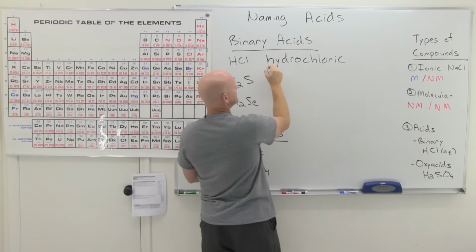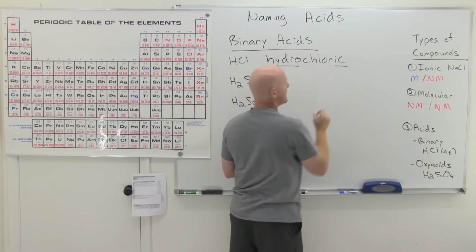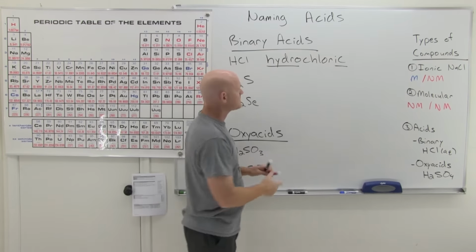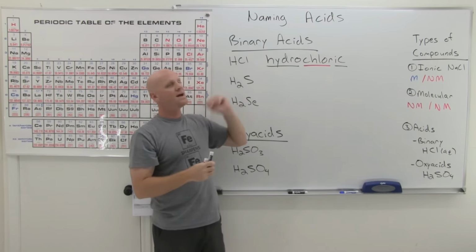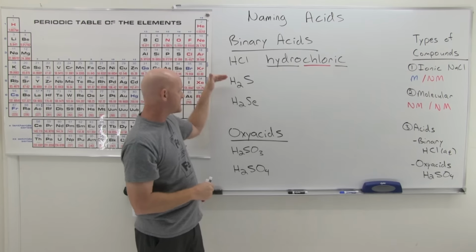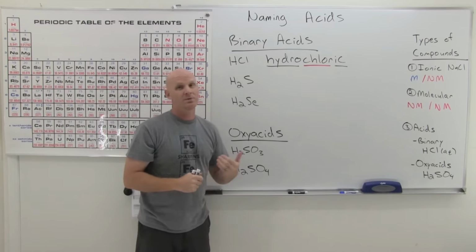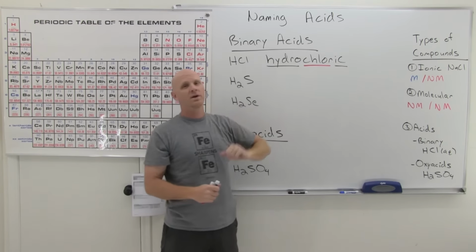So for a binary acid, you always start off with hydro and end with ic. And then what goes in the middle is just indicative of what that other element is. And so if I was going to name these two as well, I would just set up the hydro and the ic and just figure out what goes in the middle.